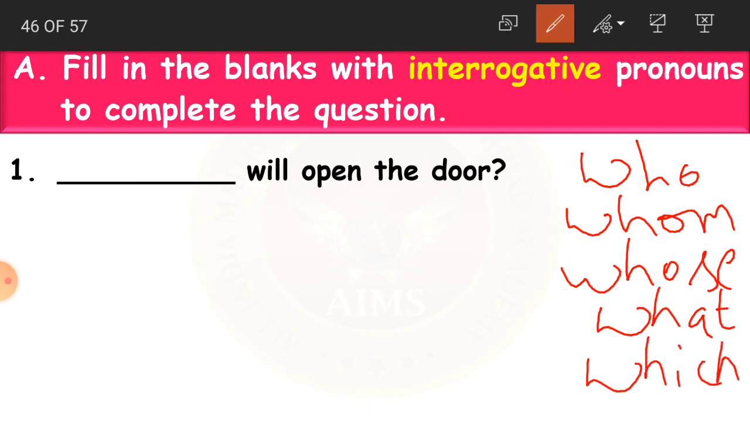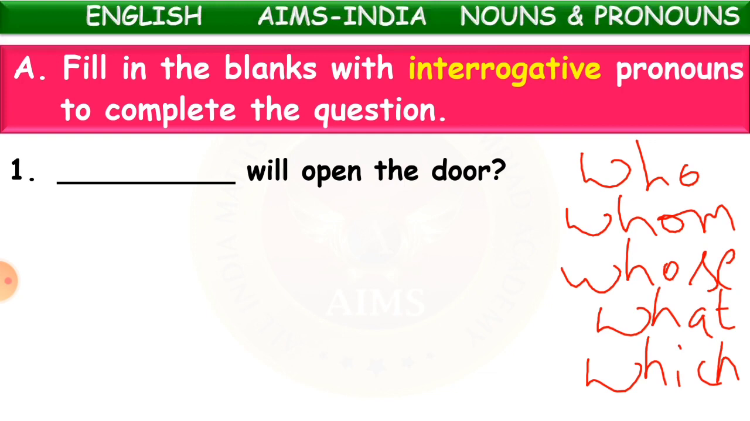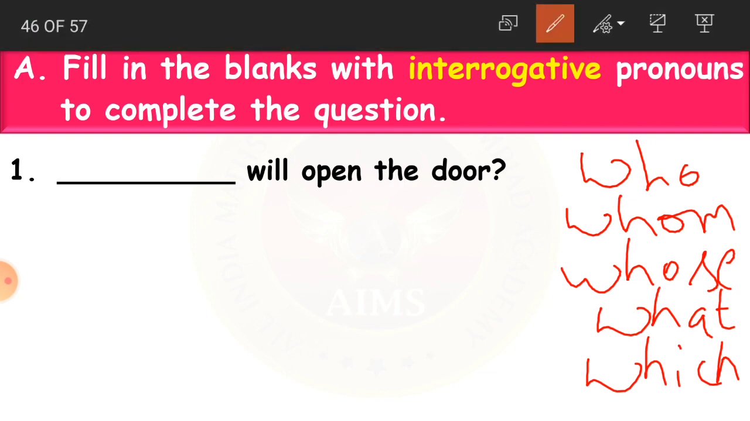And now we have to fill the blanks with the interrogative pronouns to complete the question. Now, dash will open the door. So what word do we have to use here? Yes, it is who. Who is used here. Why? Because when we address any person, we use who, whom, whose. These three are used for persons. So that is why here we used who.